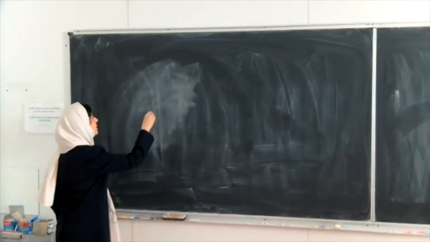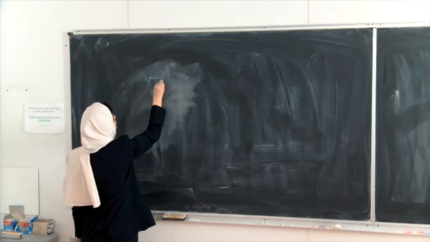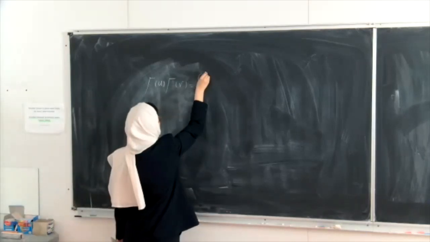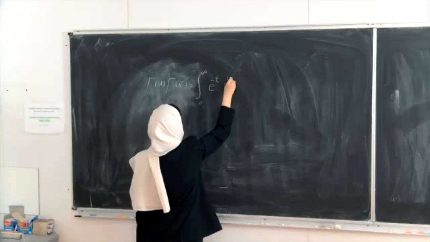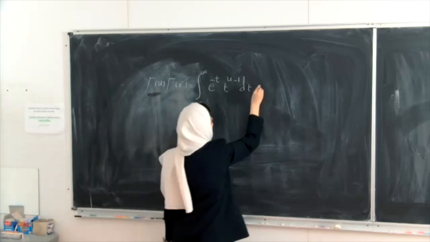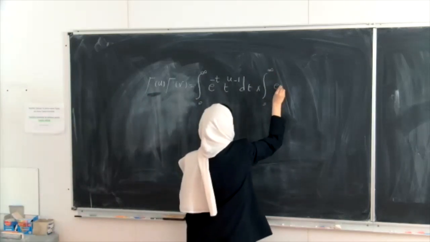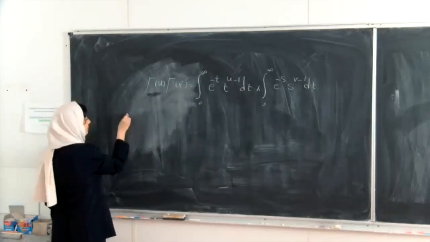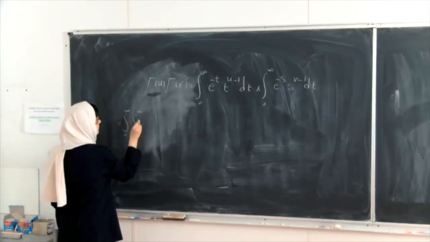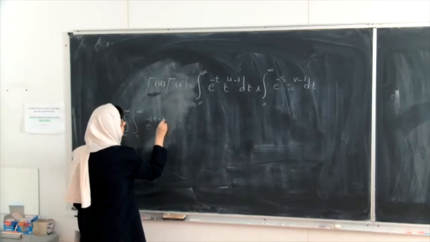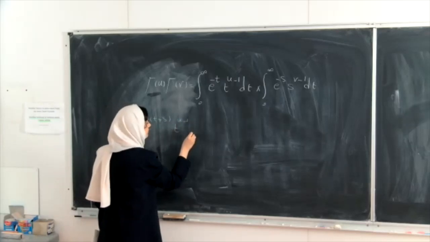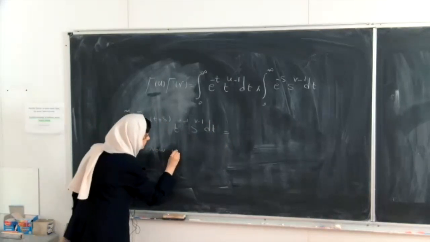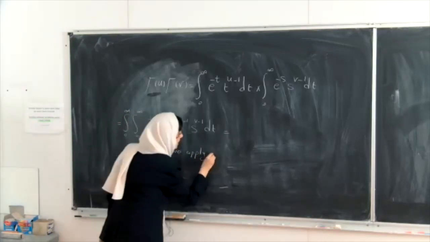Okay, from the definition of the gamma function, we know that gamma of u is given by an integral, and for gamma v we know that it is similar, so we can write it in this form as a double integral. Now we apply a change of variable.